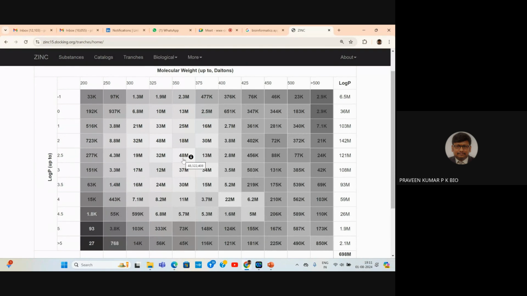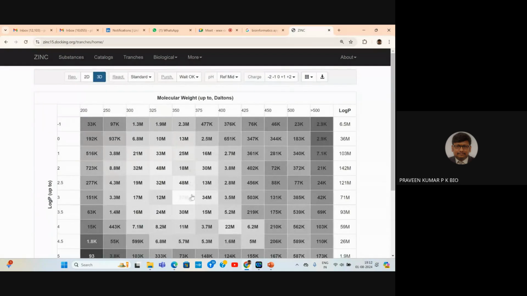Based on particular physical properties, like in two-dimensional electrophoresis, the proteins are separated based on molecular weight and isoelectric point. Similarly, these compounds are categorized based on molecular weight column-wise and logP row-wise. If you select this, all these molecules can be downloaded. You just have to select it and click here. This kind of screening you can't do with your laptops or normal desktops. You should have high configuration systems to check which is the best compound out of all 37 million compounds.